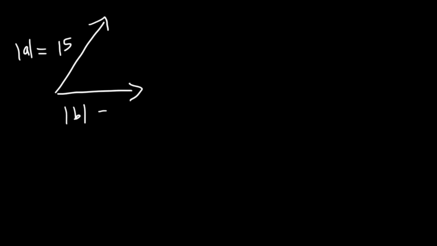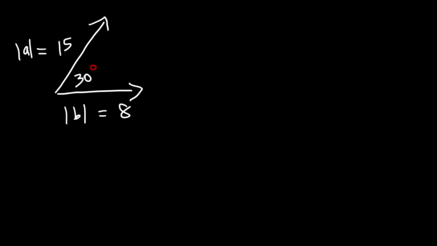Let's say you have the magnitudes of 2 vectors. Let's say vector A is 15 units. That's the magnitude of vector A. And the magnitude of vector B, let's say it's 8 units. And the angle between them is 30 degrees.